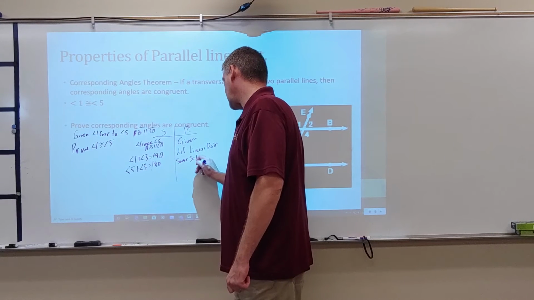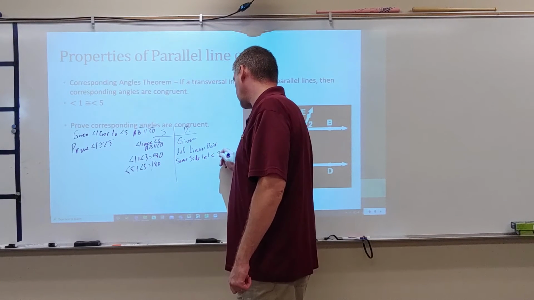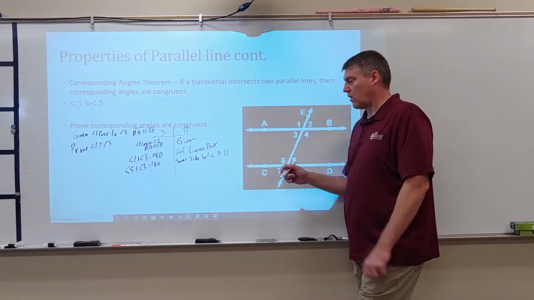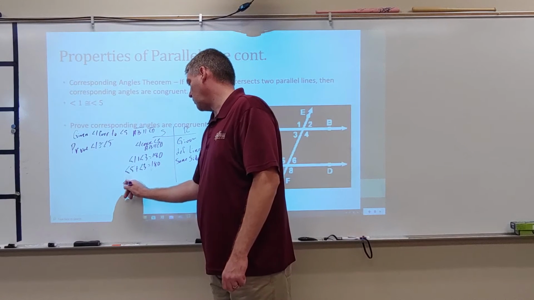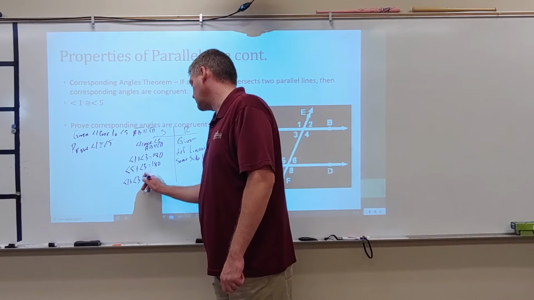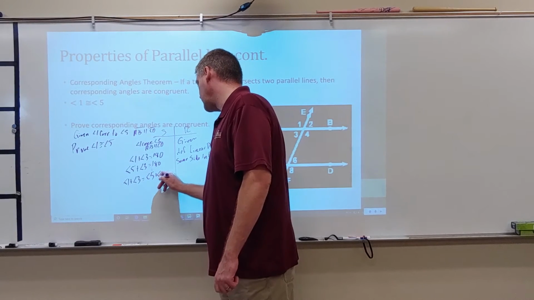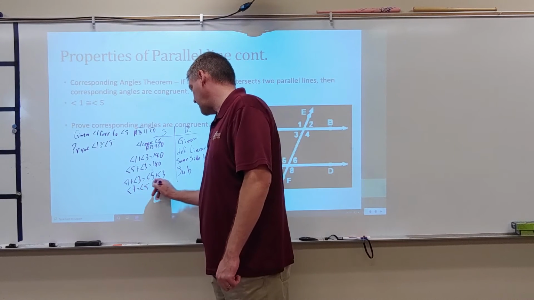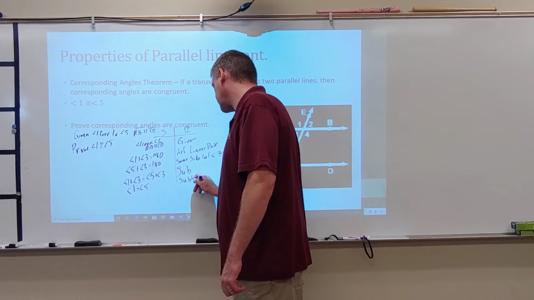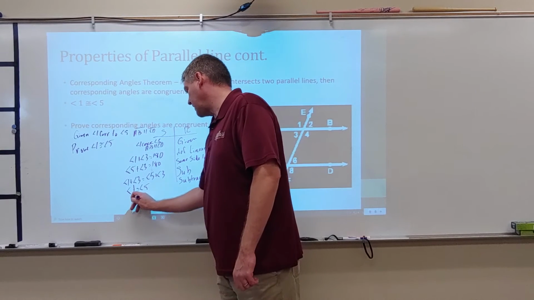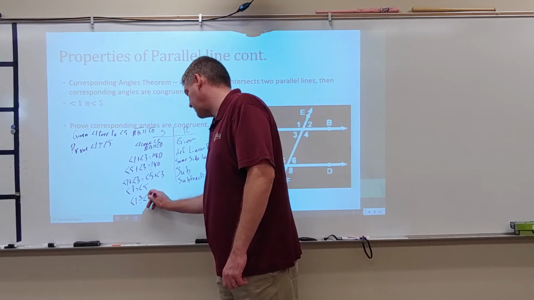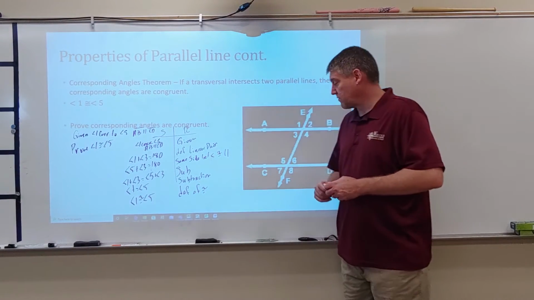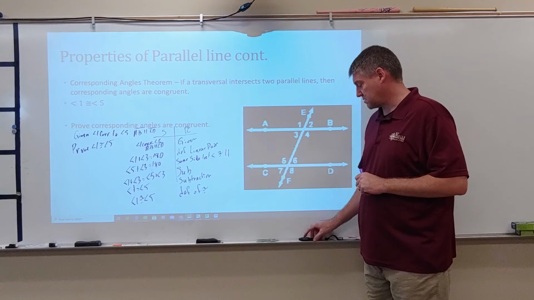Same side interior angles are supplementary in parallel lines. Right? So same side interior, they add to 180. Now, I'm going to set these equal to each other. Angle 1 plus angle 3 equals angle 5 plus angle 3. That's substitution. Angle 1 equals angle 5, subtraction. And then angle 1 is congruent to angle 5, definition of congruency. Okay? So now we've proven that corresponding angles are congruent.